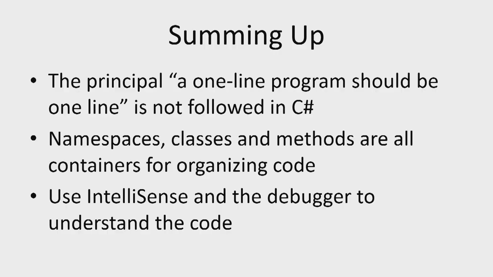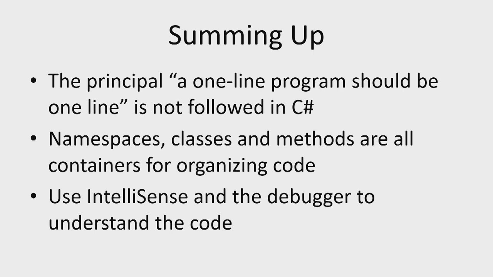Summing up. As we've seen, the principle that a one-line program should be 1 line long is clearly not followed in C#. Right? We've had a program here that was only 1 or 2 lines long. Console.WriteLine Hello World, Console.WriteLine Goodbye. You'd think that would be 2 lines long, but we had using blocks and namespaces and classes and methods. Why all of this stuff? And the answer is, as I said in the previous video, C# was designed for expert line-of-business programmers who were going to be working in large teams on large software. So the whole thing is designed towards managing complexity.